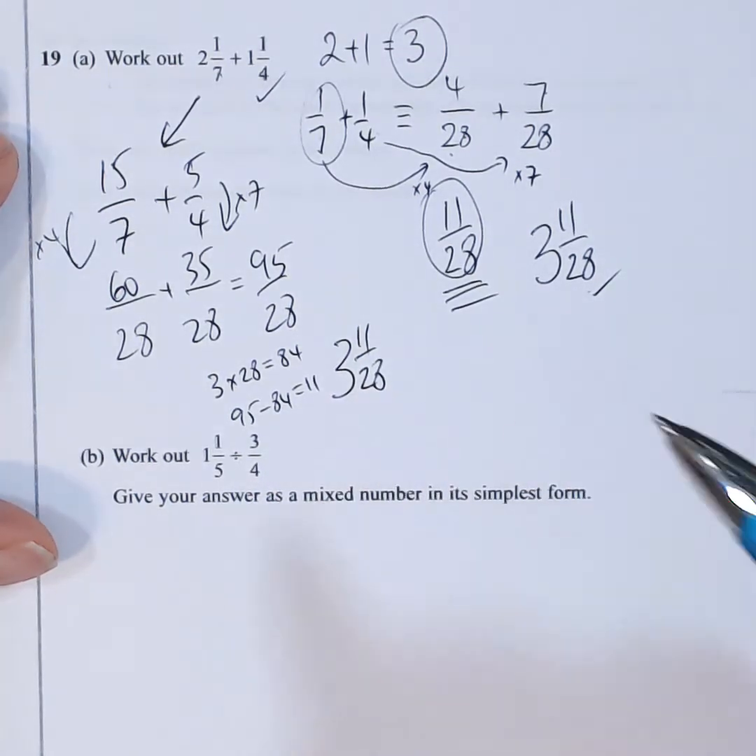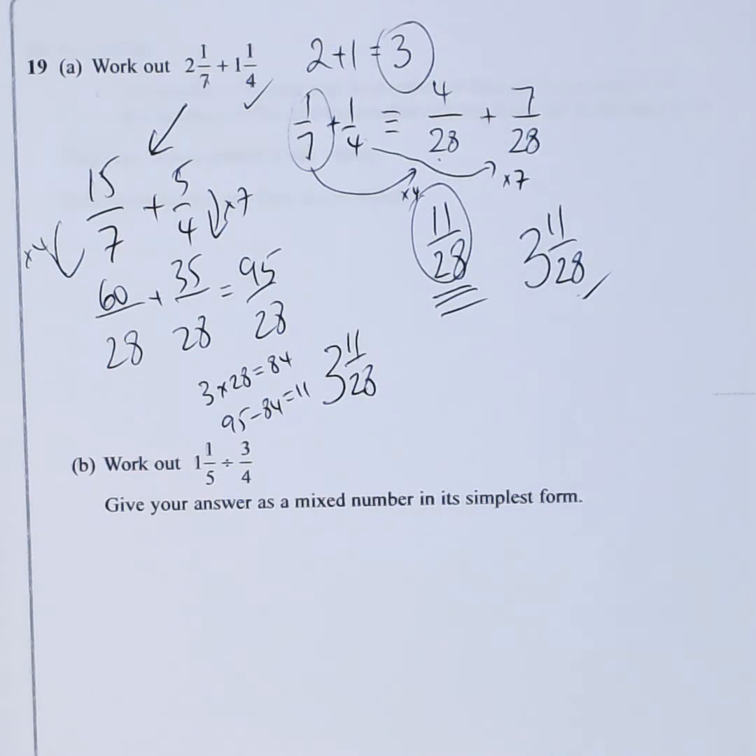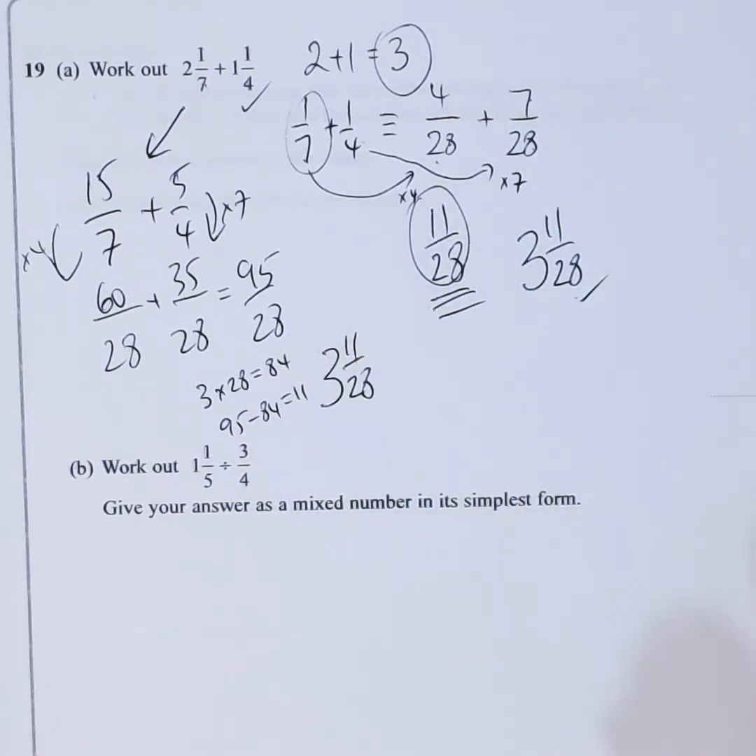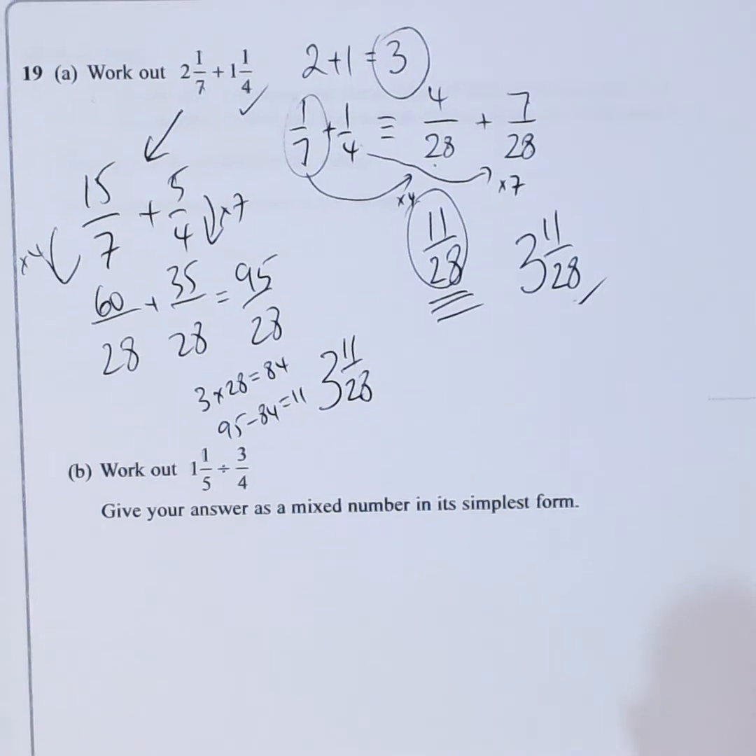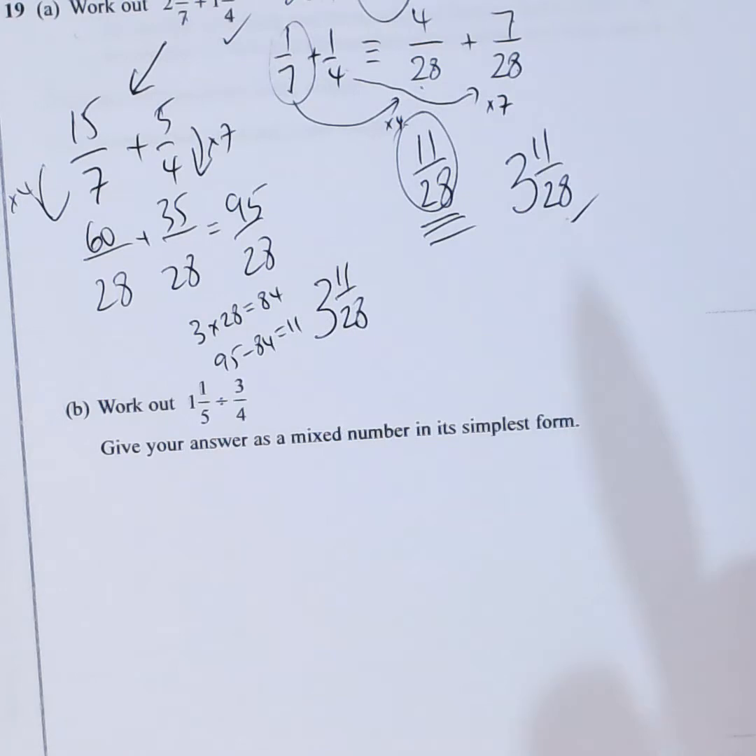Again, same answer, can't be any different, just a different way of doing it. So that's a couple of ways that you could have done those. If you know your decimals well, then you could have turned them both into decimals and added those as well. You know, there's lots of ways of doing them, but these are 2 classic methods.